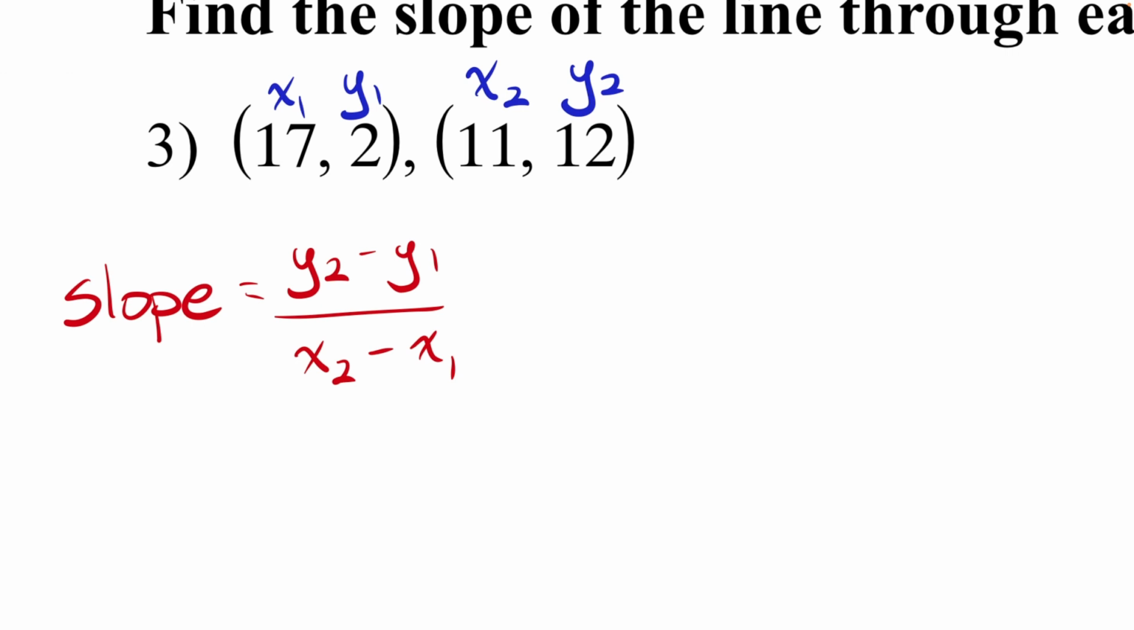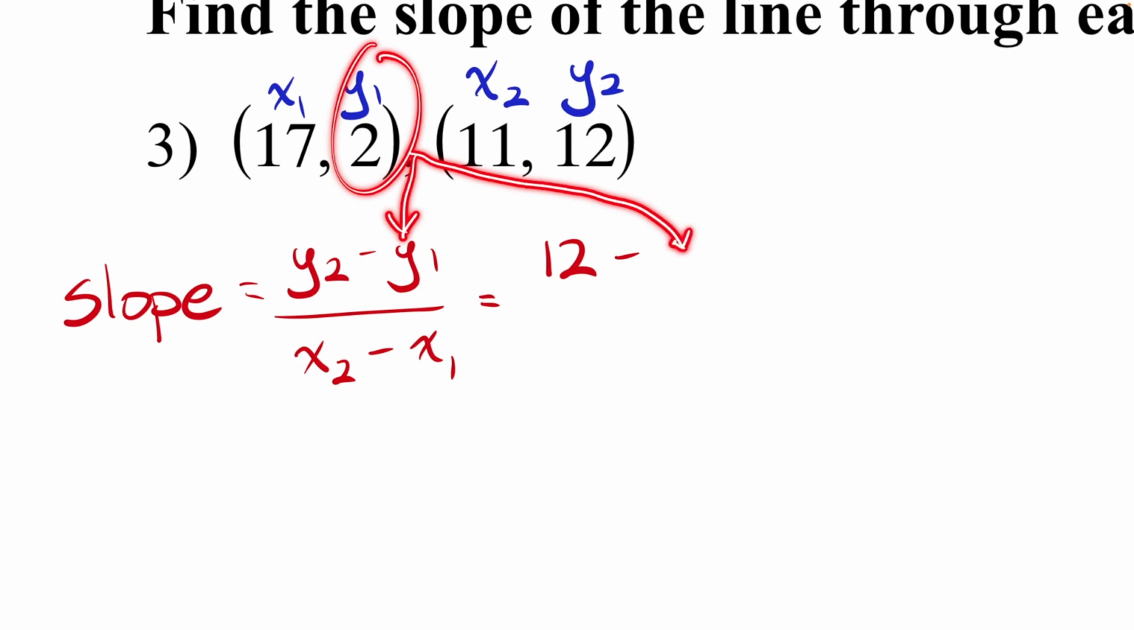For this one, plugging in, you can see that my y2 is 12, which is going to come over here for my y2. So I'm going to say 12 minus. Then I plug in, I need a y1, so my y1 is here, which means my y1 is going to come over here. It's going to be 2.